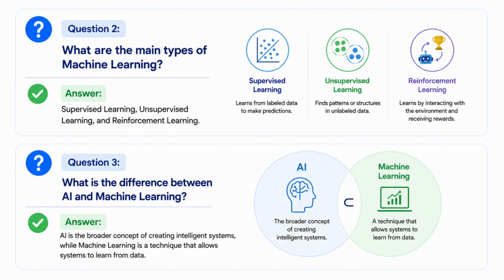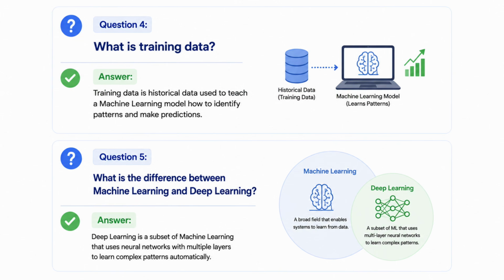Now move to question 2. What are the main types of machine learning? Answer. Supervised learning, unsupervised learning, and reinforcement learning. Now move to question 3. What is the difference between AI and machine learning? Answer. AI is the broader concept of creating intelligent systems, while machine learning is a technique that allows systems to learn from data.